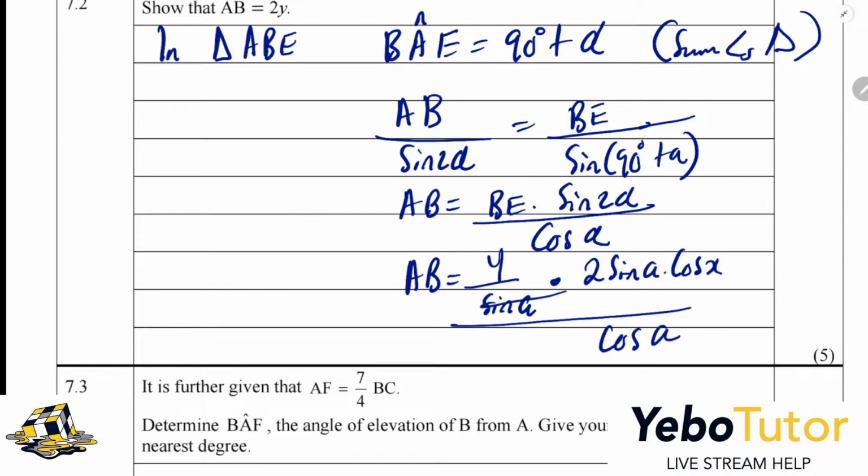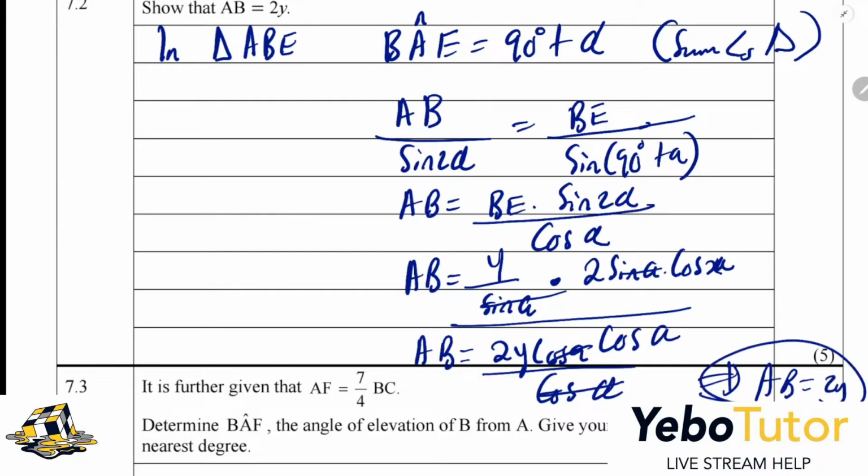So we can see this and this will cancel. Now we have AB equal to 2y cos alpha divided by cos alpha. So this and this cancel. Then we can see that AB is equal to 2y. Easy stuff. So we just have to know that in many instances we need to use the sine rule.